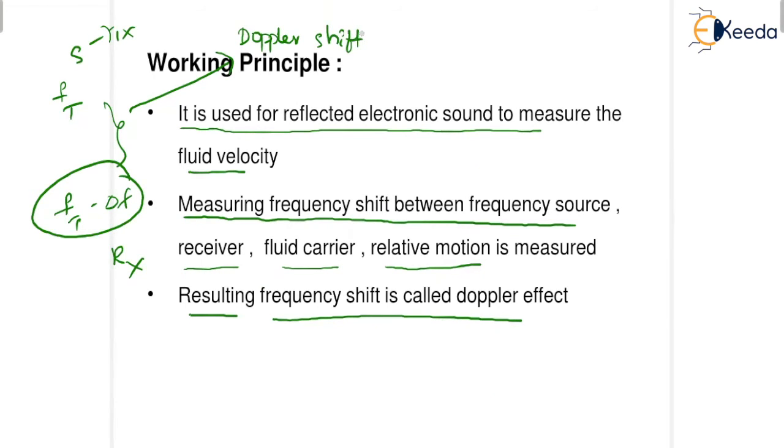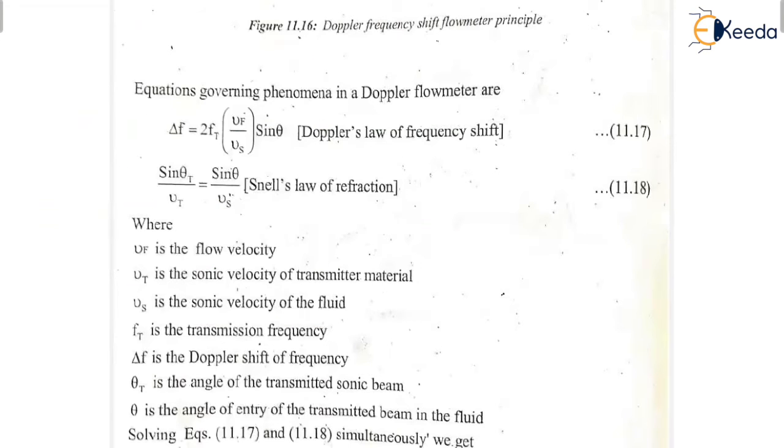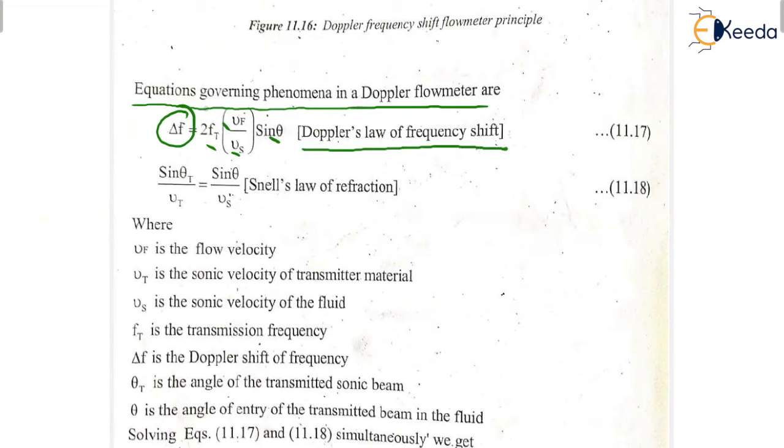Now we are going for the governing equations that you get in the Doppler flow meter. The change in the frequency is equal to 2 ft into vf by vs into sine theta. This is called the Doppler law of frequency shift. This formula is very, very important. The second one is Snell's law of refraction: sine theta t by vt equals sine theta by vs.